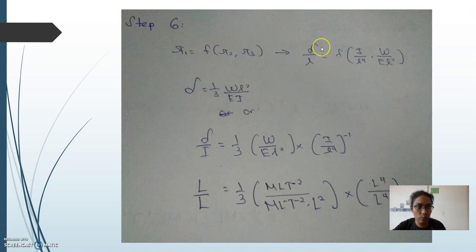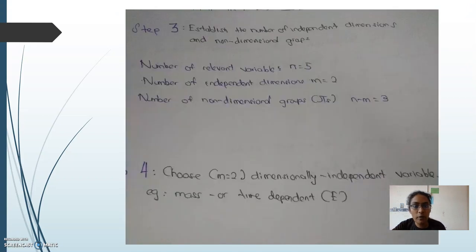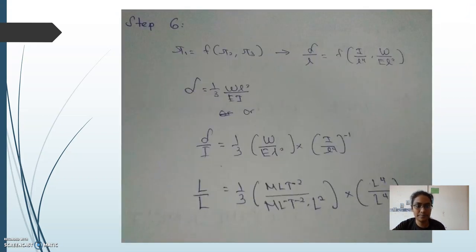So here is how we are going to prove it. We got the answer: delta equals 1 over 3, W L^3 over EI. But when we include the dimensions, we get 1 over 3, 1. This 1 over 3 shows the number of non-dimensional groups.